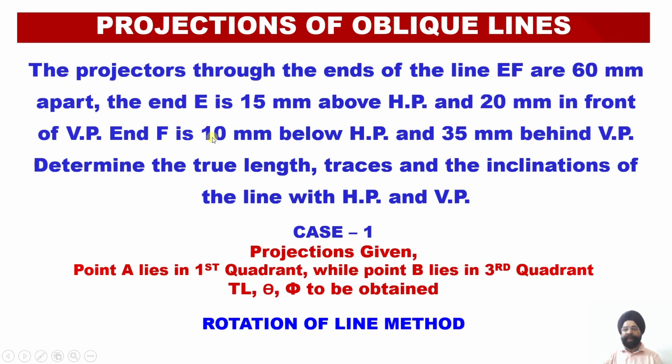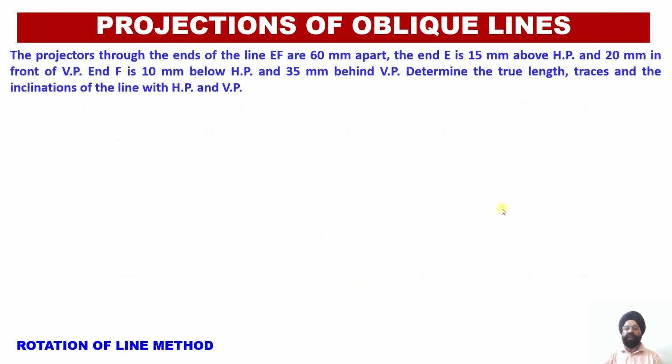So in quadrant number 3, my front view F dash, being 10 mm below HP, will lie 10 mm below XY, and my top view, being 35 mm behind VP, means the plan projection for the point F will lie 35 mm above the XY line. So once the projections are known, I need to work out the true length of the line, the traces, and the inclinations of the line with HP and VP using the rotation of the line method. So let us first of all draw the projections.